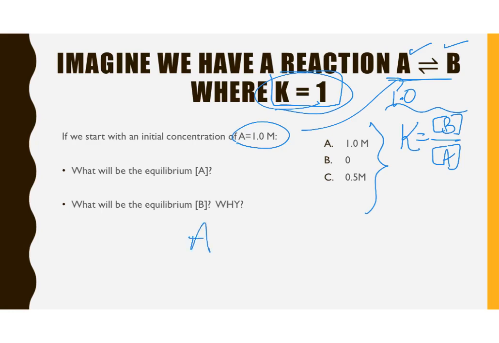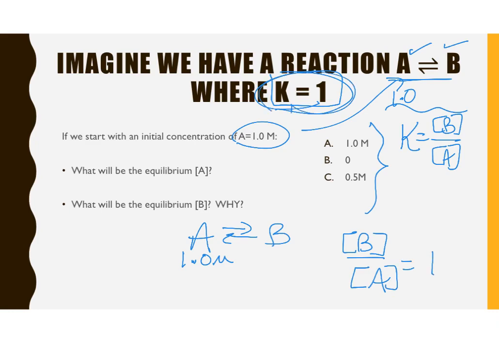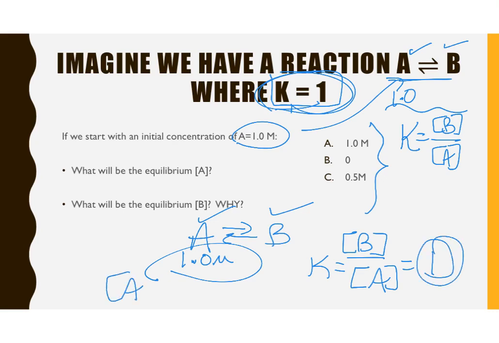So, I like this question. If you're starting at 1 molar A, and at the end, you know that the concentration ratio of B to A has to be 1, right? Because they say K is 1. And you start at 1 molar, the only combination of reactant and product that can give you a ratio of 1 is if the concentration of A equals the concentration of B, right? And the only way to do that, if you have 1 molar solution, is if both of them are 0.5 molar.